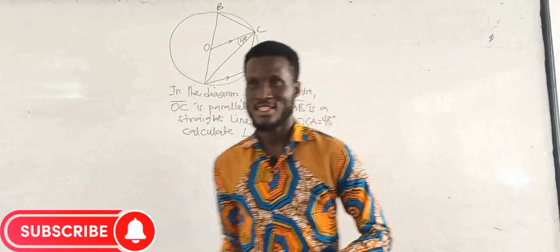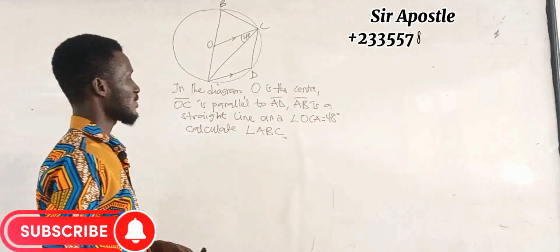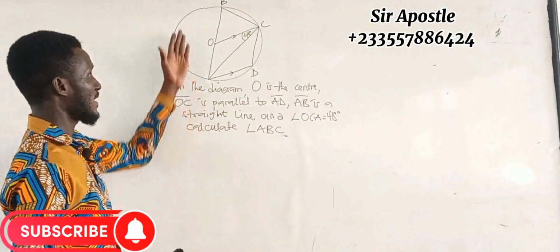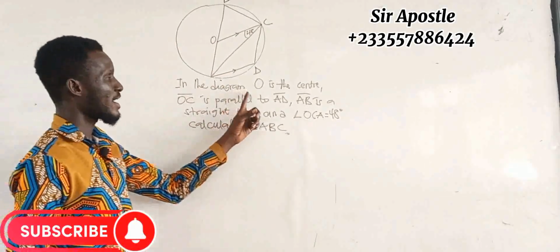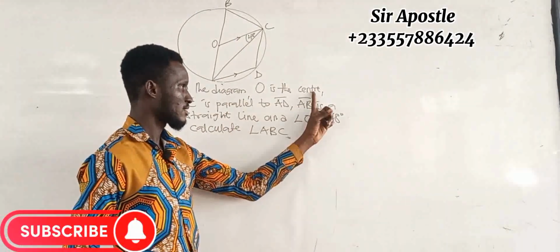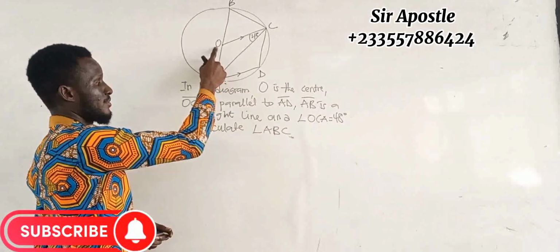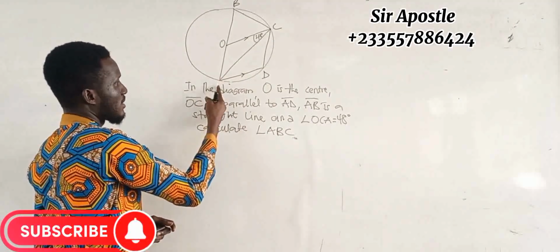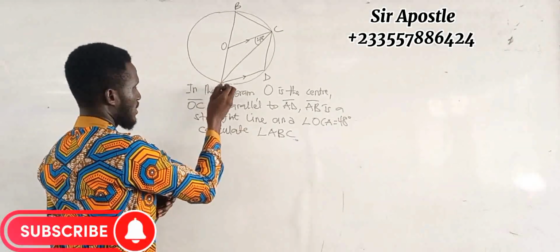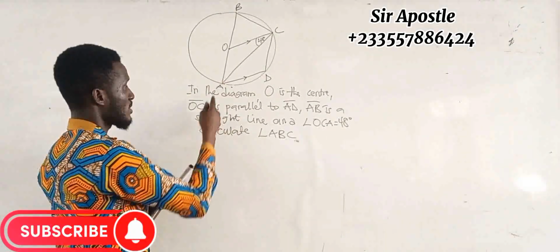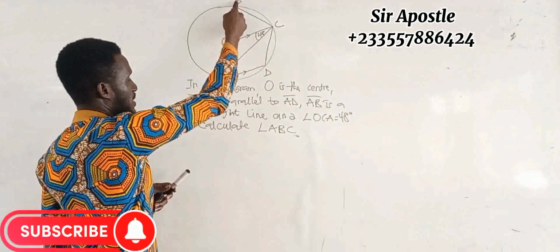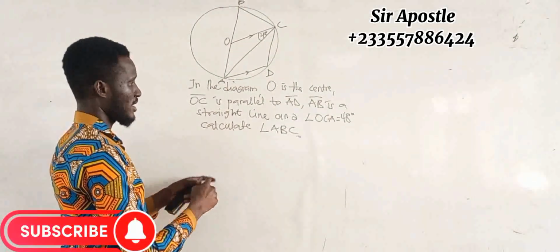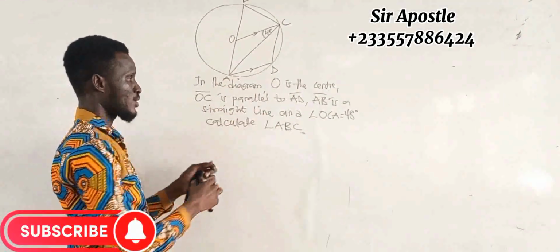Now let's look at this circle theorem question. With this question, let's look at the diagram here. In the diagram, O is the center, so this one is the center. Here this side is A. Since this is the center, AB is the diameter, because AB is a straight line.